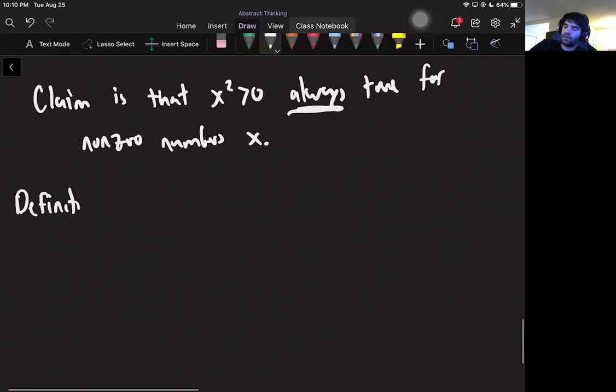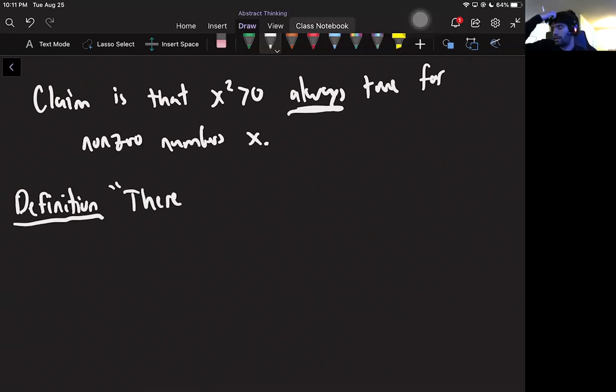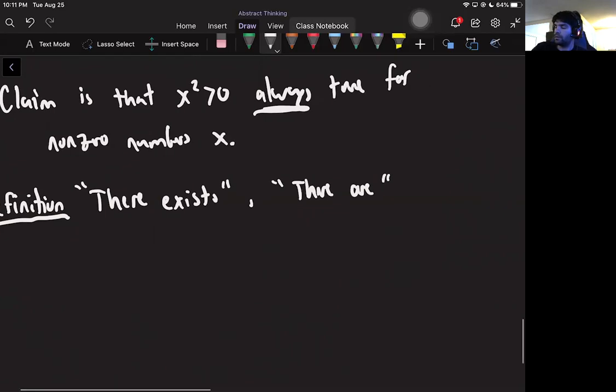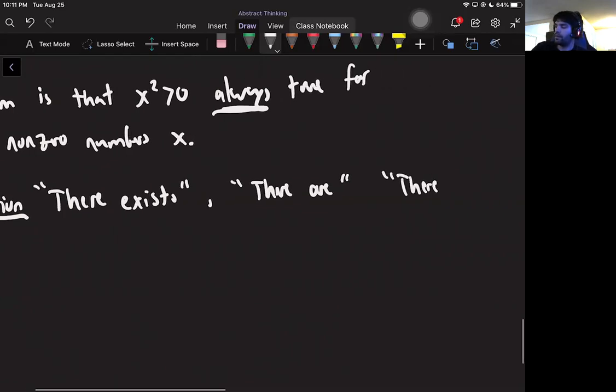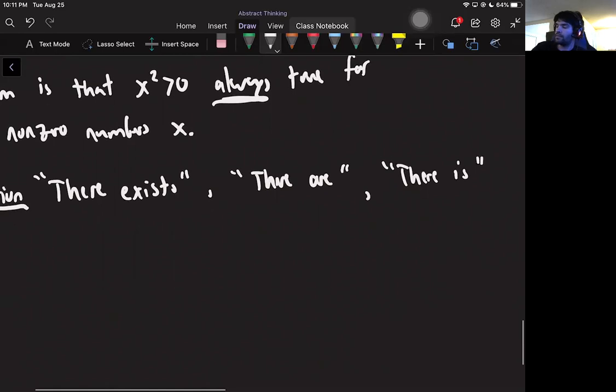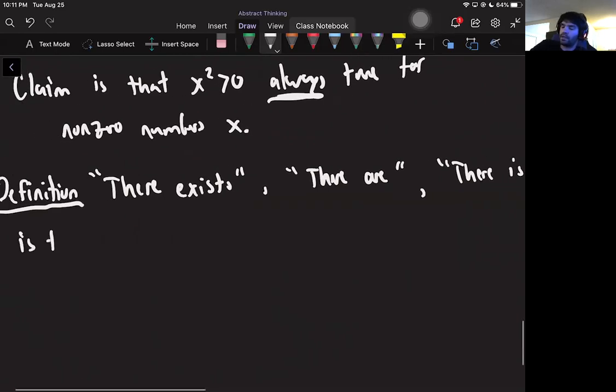So this other one is called the existential quantifier. And it actually sort of comes in two pieces, but we're going to call this piece the existential quantifier. So there exists, or you could say there are, or there is, or something like that. Any phrase that's like this is the existential quantifier. How do you spell existential? Nobody knows. That's probably right.